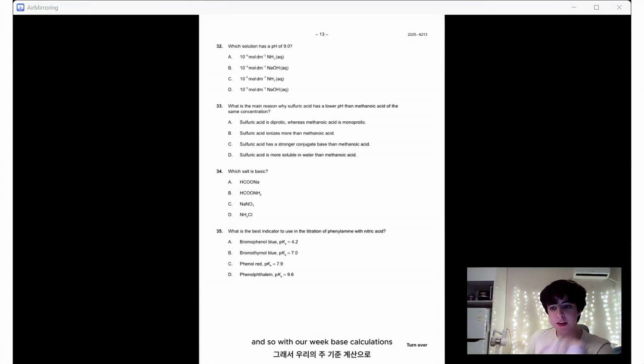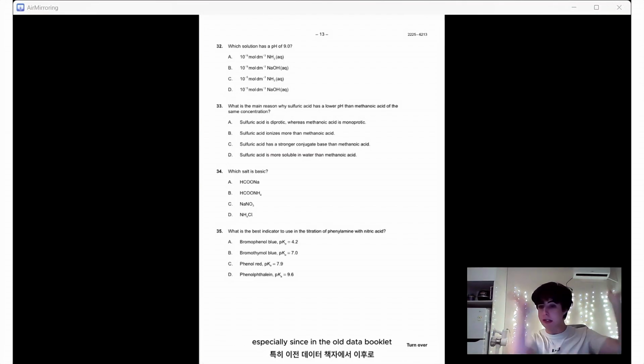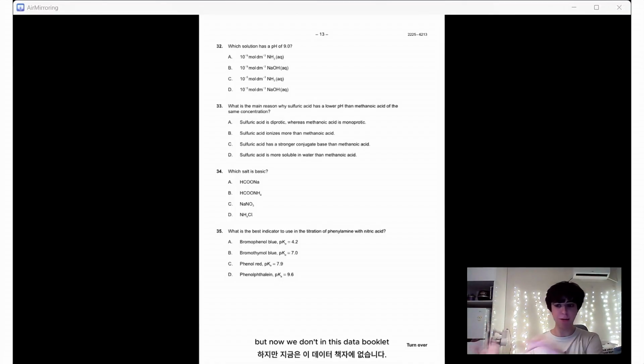And so with our weak base calculations, we need the Kb equation. We need the concentration of something, but we also need the Kb. Since we don't have the Kb, especially since in the old data booklet we did have some of them, but now we don't in this data booklet, that can't be solved with just the concentration alone. We have no idea. So those ones are crossed out immediately, because there's no way it's possible.